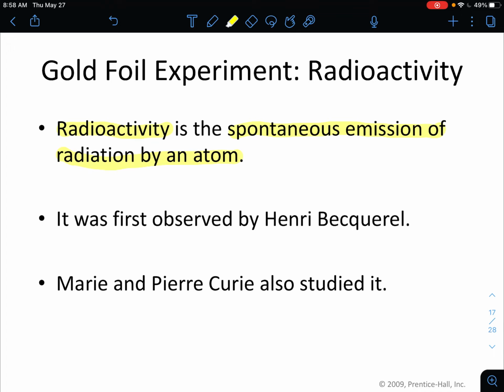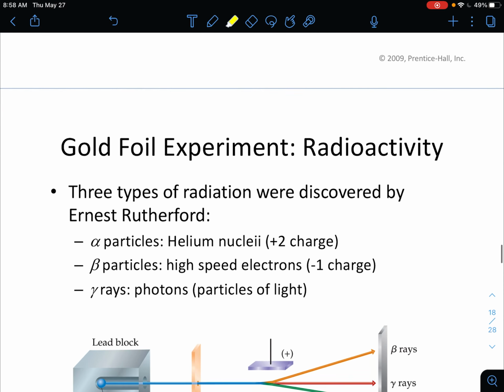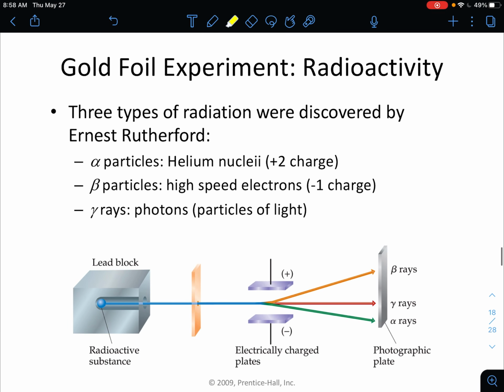The first person to observe this effect of radioactivity is Henri Becquerel. And I think he was on the timeline because it comes in with our gold foil experiment. I think the people most famous for studying radioactivity are Marie and Pierre Curie. For our purposes, we don't need to know too much about radioactivity, but we need to know a little bit about Rutherford's work in this area, specifically to talk about alpha particles.